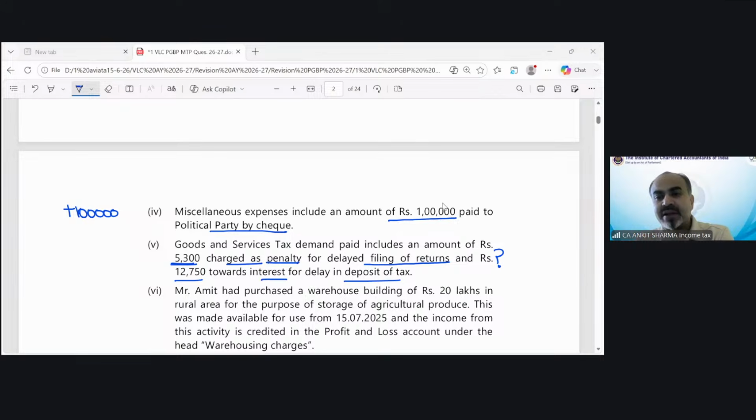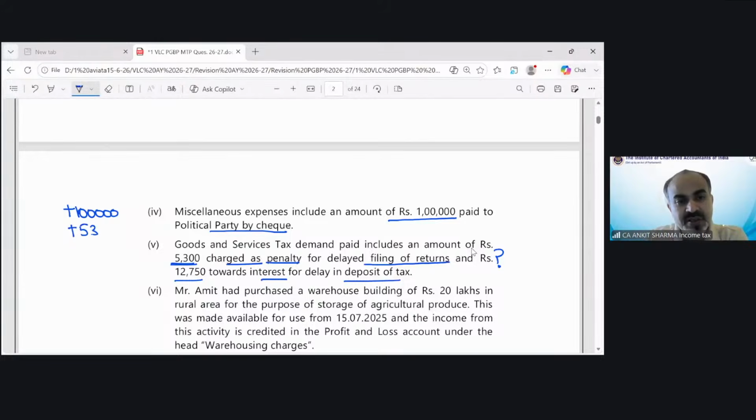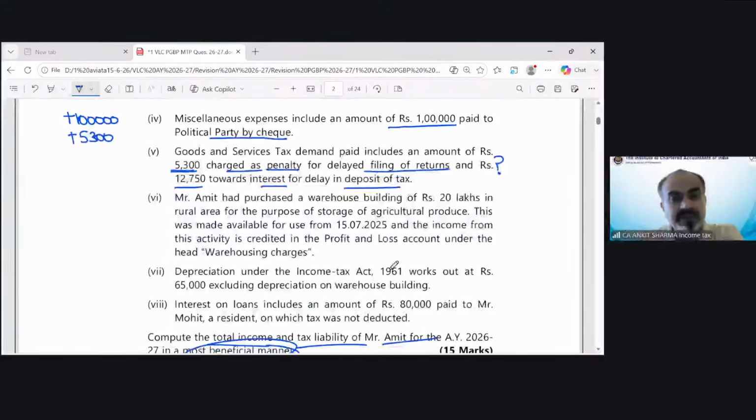Garv is saying penalty. Absolutely correct. All the penalties need to be disallowed. So 5,300 is the disallowed part from point number 5.